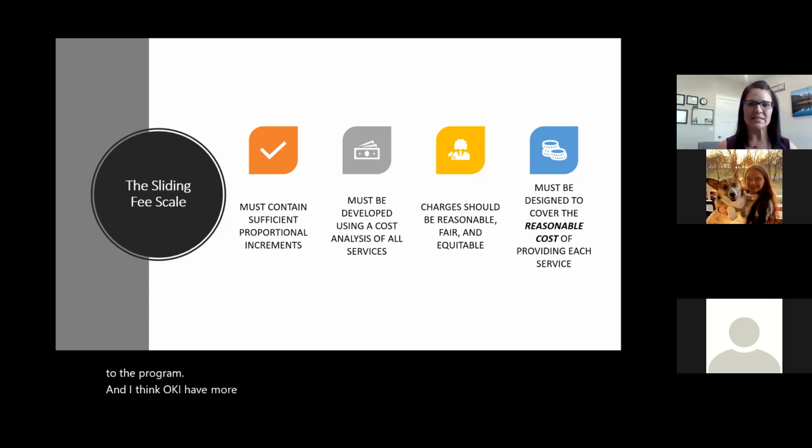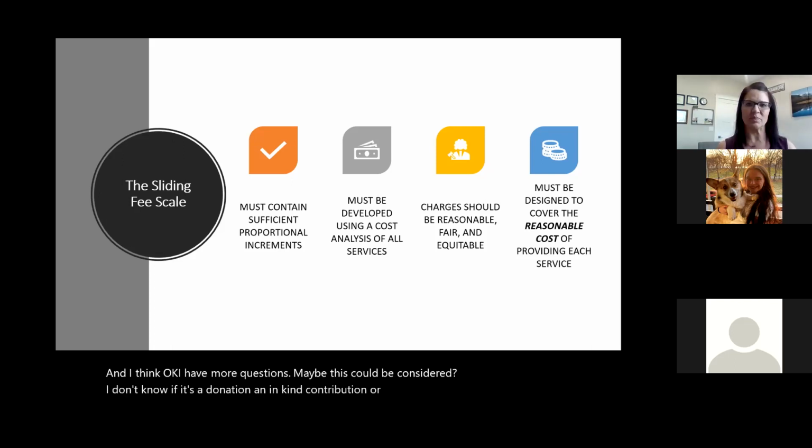Maybe this could be considered, I don't know if it's a donation, an in-kind contribution, or maybe this is an expense that's being expensed in another department that really should be broken out. What are the details of that?